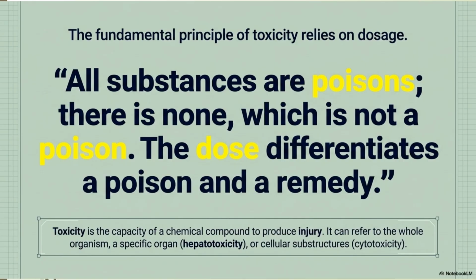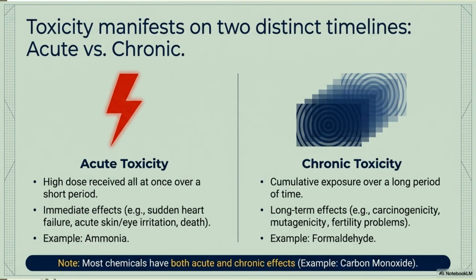In simple terms, toxicity is the capacity of a chemical compound to produce injury, whether to the entire organism, a specific target organ like the liver, known as hepatotoxicity, or at the cellular level through cytotoxicity. Even safe substances become harmful in extreme amounts, making the total amount absorbed, the dose, the most critical factor in risk assessment. Toxicity manifests across two distinct timelines: acute and chronic.